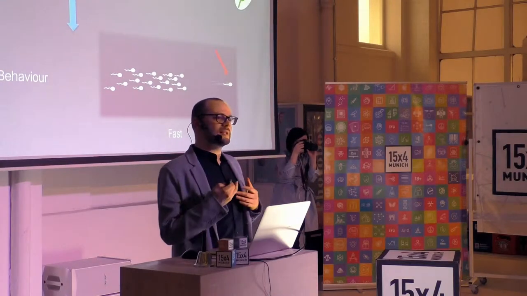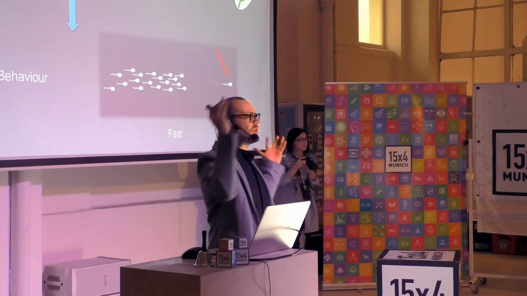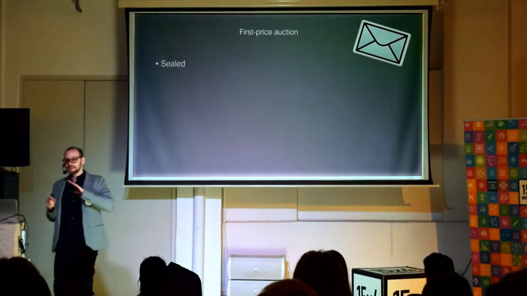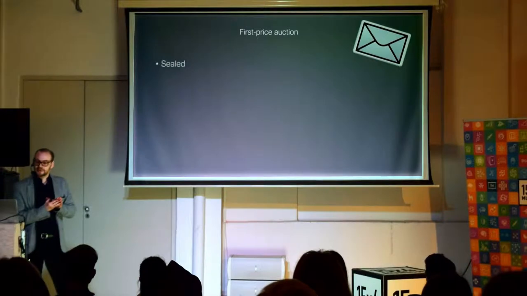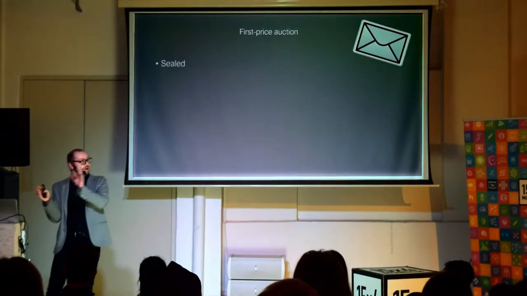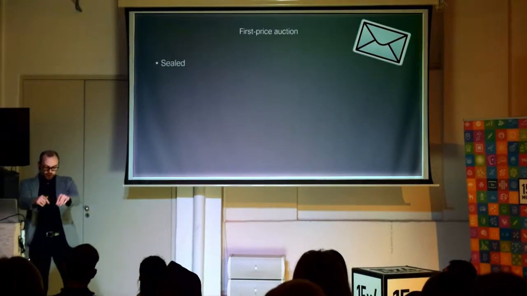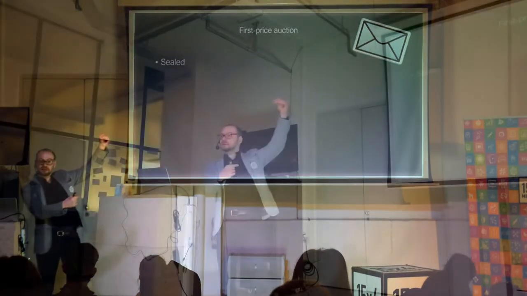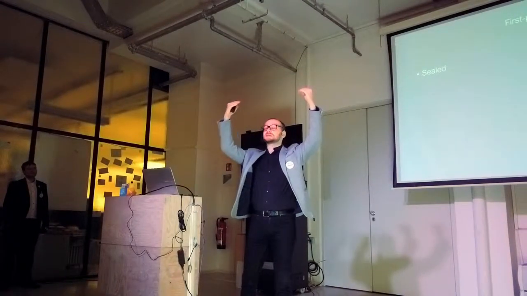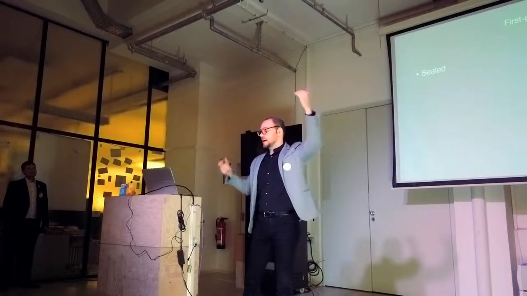Imagine you don't want to signalize your prices to all the other bidders. Then you need a first price auction. This is a sealed auction where all the participants submit their bids simultaneously, secretly, for example, in an envelope. And the auctioneer chooses the envelope with the highest bid, and this is the winner. He has to pay his price and he gets the item.